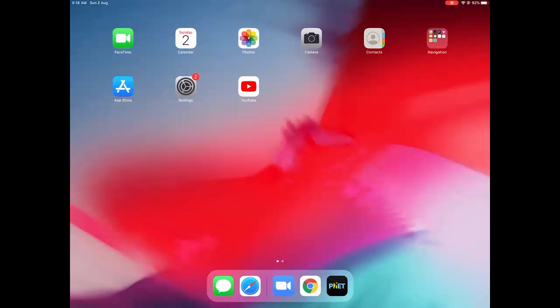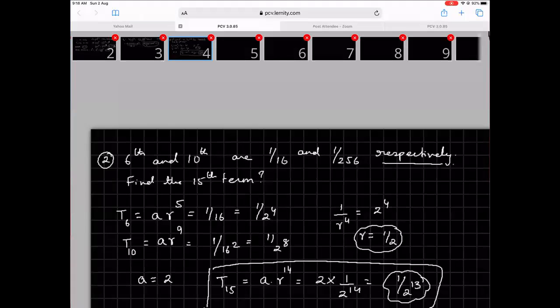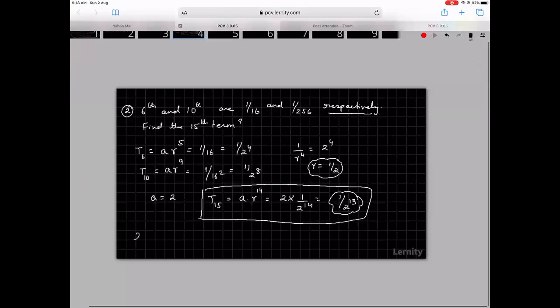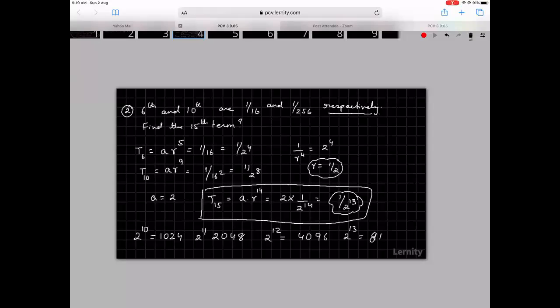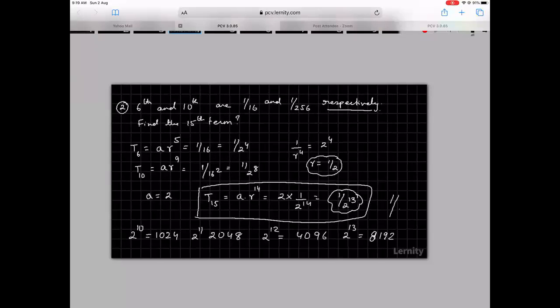Okay. So we can find out how much is 2 power 13. So we know 2 power 10 is equal to 1024. So 2 power 11 will become 2048. This is 2 power 11. So 2 power 12 will become 4096. So 2 power 13 will become 8192. So the answer is 1 by 8192.